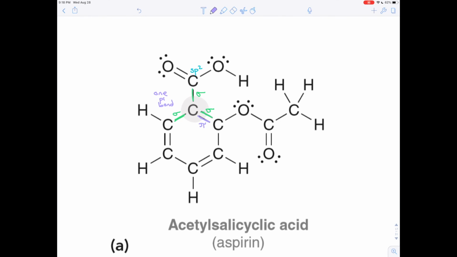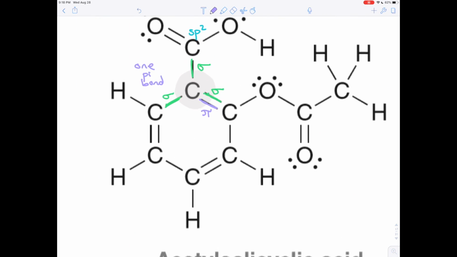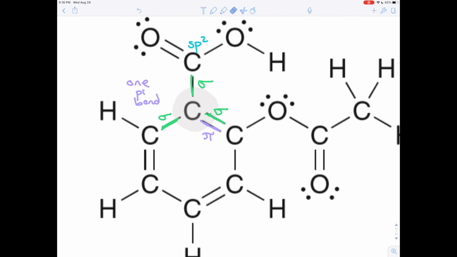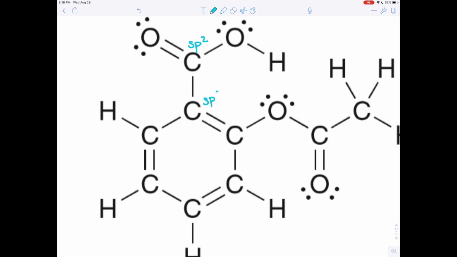If you only have one pi bond, then you know that the hybridization of that atom is going to be sp2. So this carbon that's in this gray highlight right here will be sp2 hybridized.